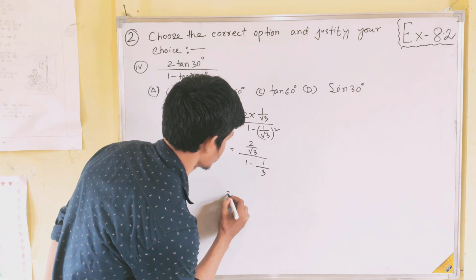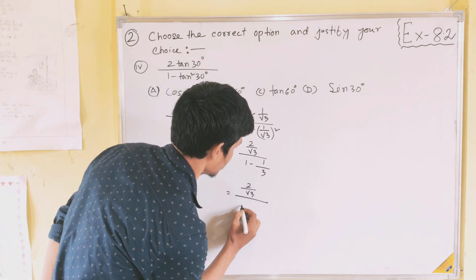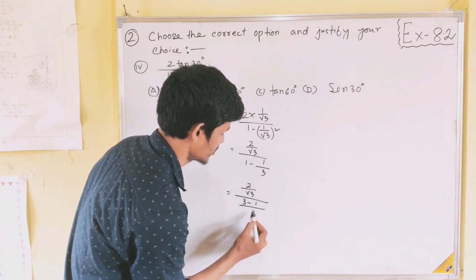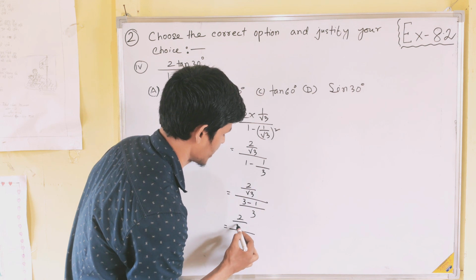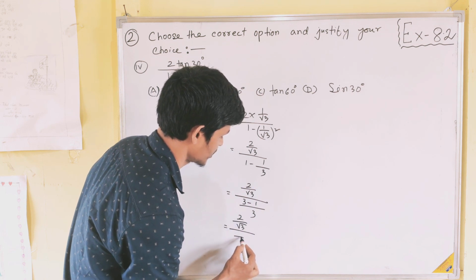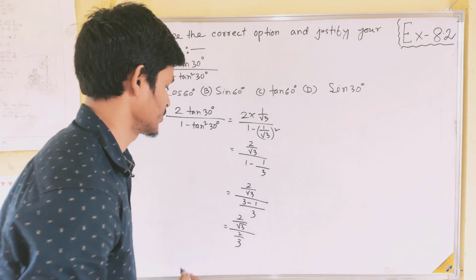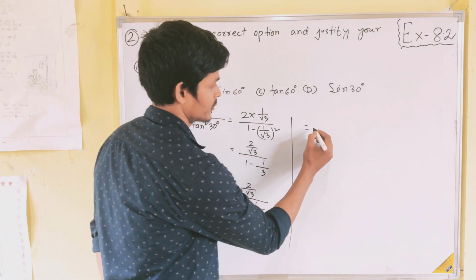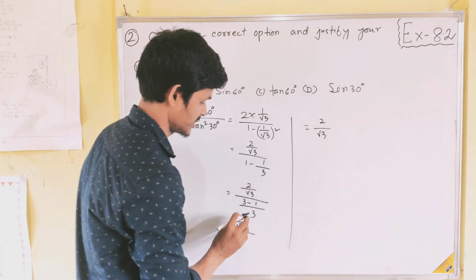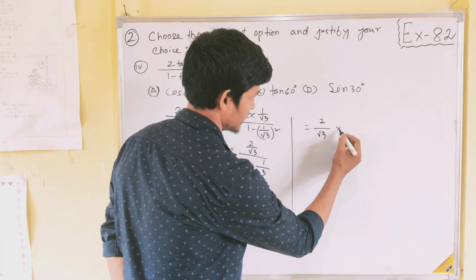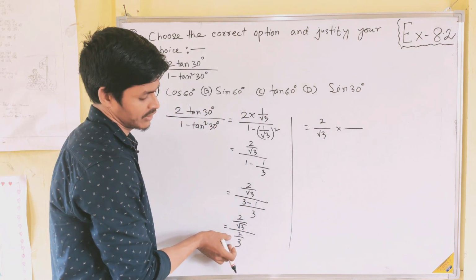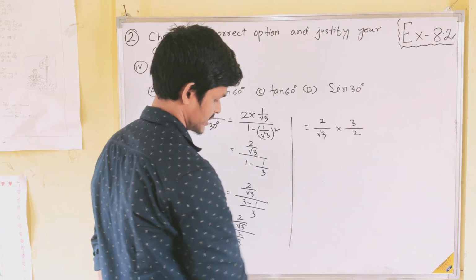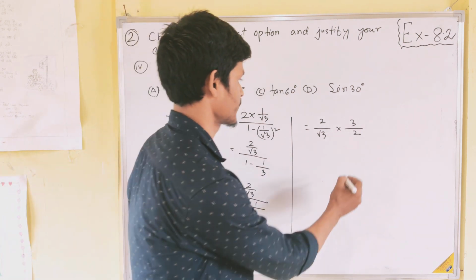Now solve it. 2 by root 3, and what you get here is 3 will be your LCM, 3 ones are 3 minus 1. So 2 by root 3 divided by (3 minus 1) by 3, which is 2 by 3. Now I will write 2 by root 3 first, and this is your divide. If you multiply, the fraction will change, that is numerator will become denominator and denominator will become numerator, that is 2 by root 3 into 3 by 2.